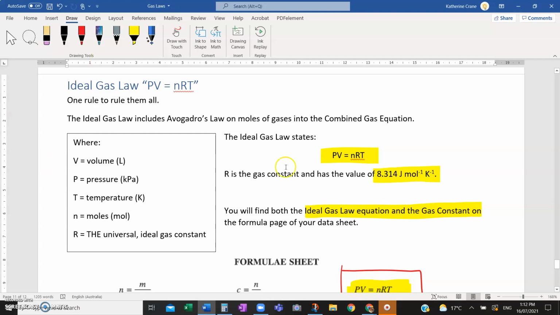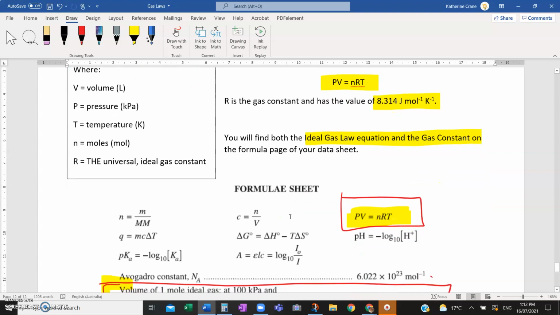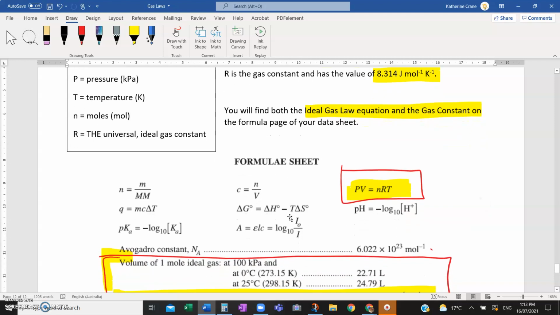So our ideal gas law states that pressure times volume is equal to the moles times R, which is a gas constant, times the temperature. The gas constant is given to you, and it has the value of 8.314 joules per mole per Kelvin. Now, this is going to be the easier bit to do, because out of remembering all the other ones, these two are actually given to you on your data sheet.